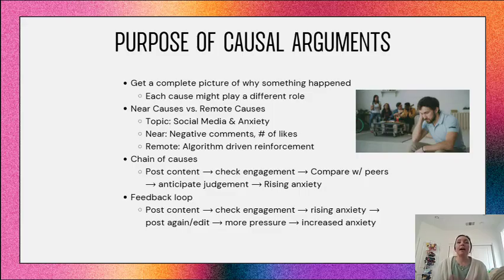And so, because of that comparison, you start to anticipate judgment, right? And that can bring up feelings of anxiety, that kind of comparison. So it's a chain of events that leads to the anxiety. There's also something in a causal argument called a feedback loop, right?